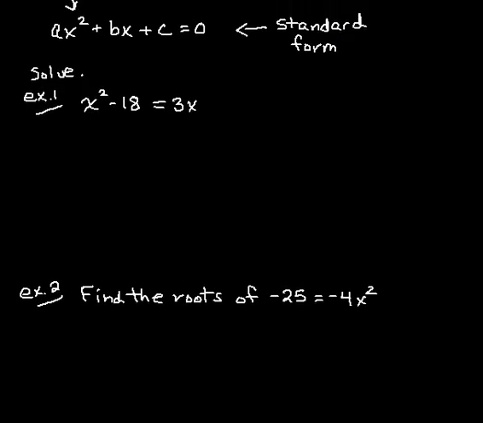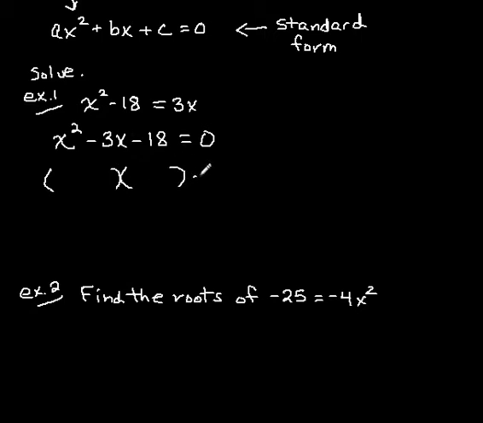Here we go. Here's our first one. It says solve. The first thing you want to do is put it into standard form. So we're going to do that: x squared minus 3x minus 18 equals 0. I subtracted 3x from both sides, so there's 0 on this side, and I put it in descending order of exponents. Once we do that, then we do our factoring.